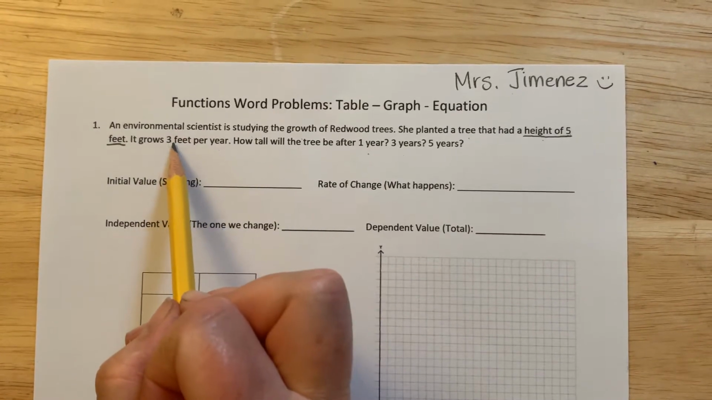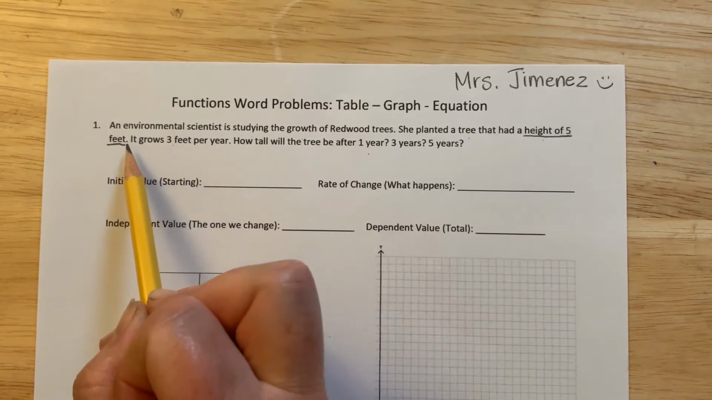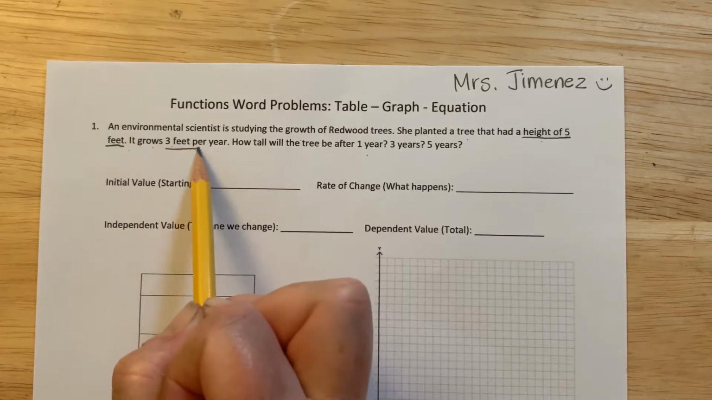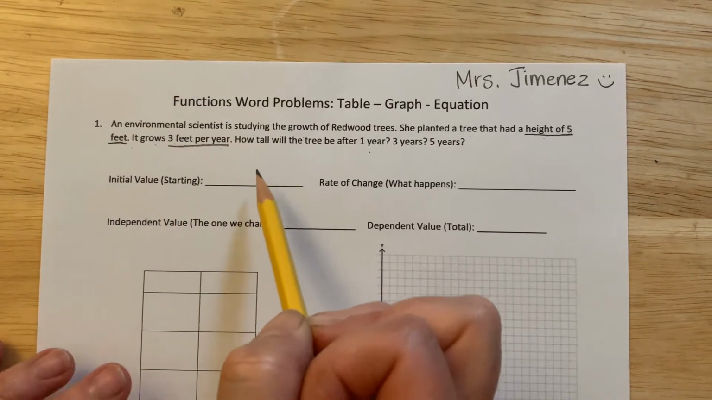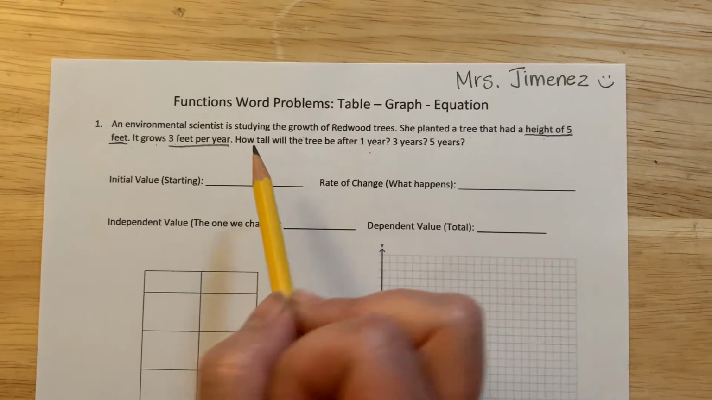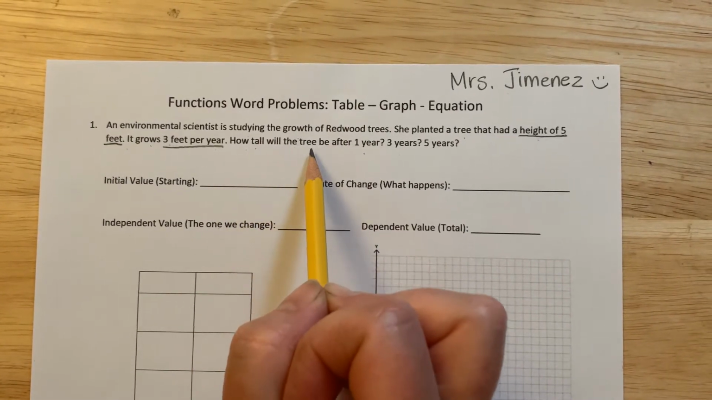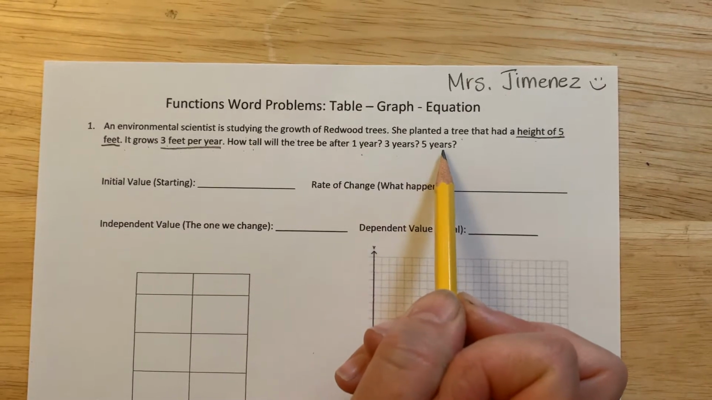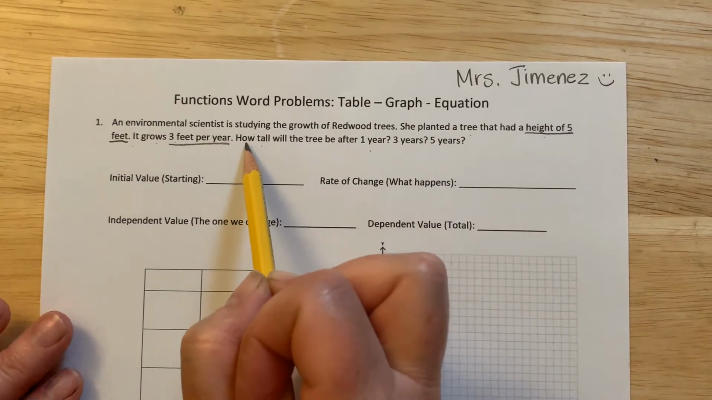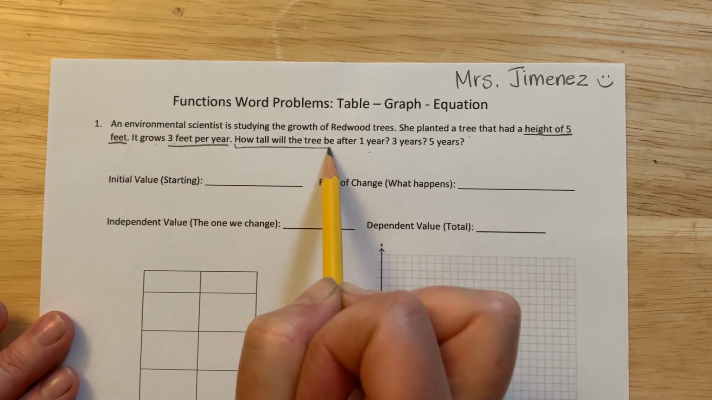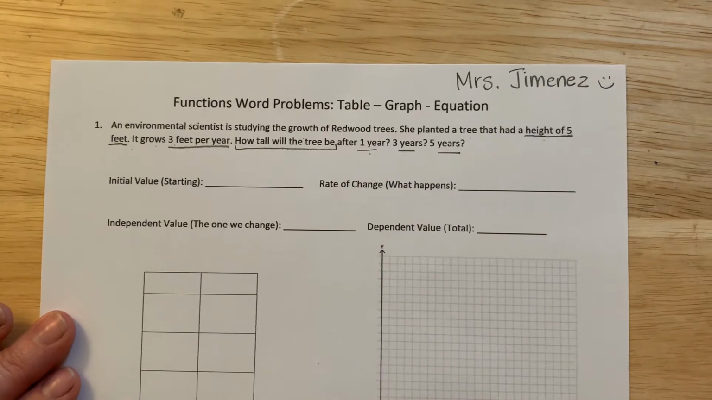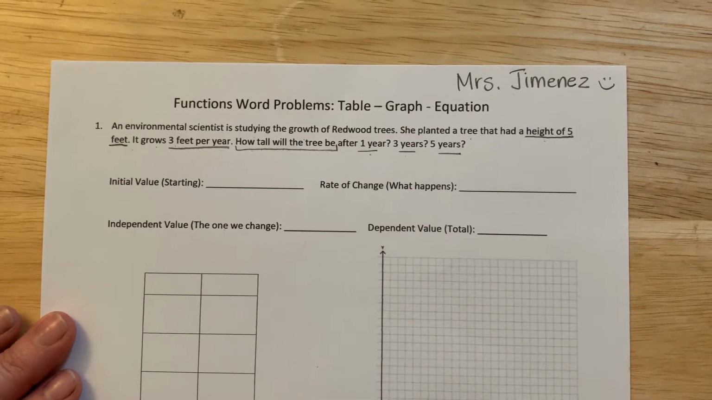Then they tell us the number 3. Well, what does 3 mean? It grows 3 feet per year. 3 feet per year. Then we look at the question that they want us to answer. How tall will the tree be after 1 year, 3 years, and 5 years? Now, they want us to find out how tall the tree will be. And then they give us 3 different questions. 1 year, 3 years, 5 years.